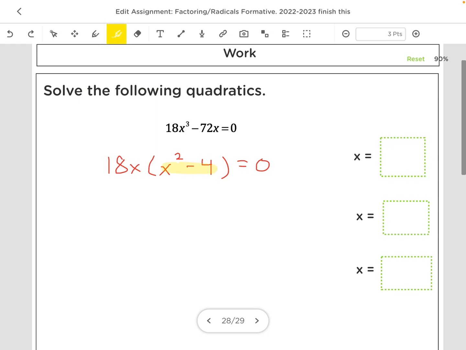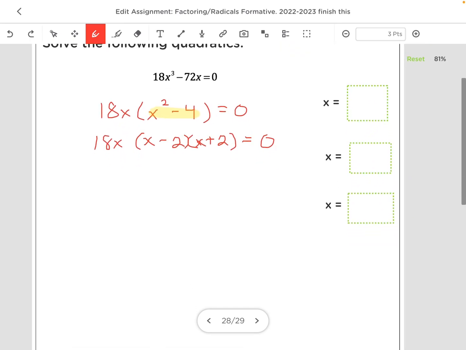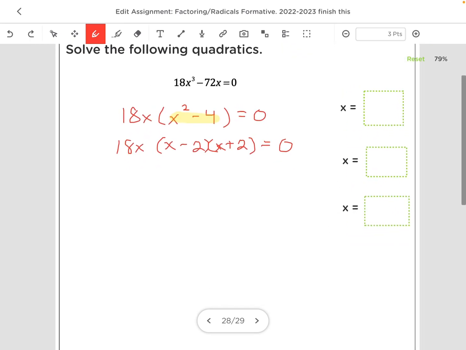Now I need to factor this, which remember we're thinking as x squared plus 0x minus 4. So when I put that into my two sets of parentheses, and I can't forget about my 18x, I know that my first two terms have to be x, and my other two terms have to multiply to give me negative 4, but add to be 0. So if I had negative 2 and positive 2, that would factor that middle part.